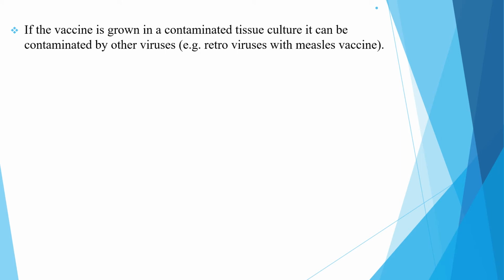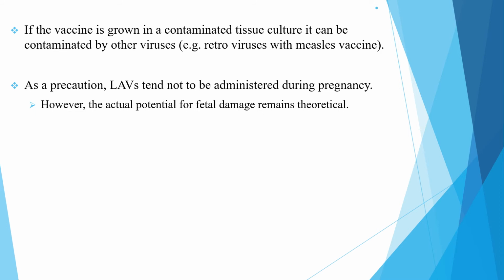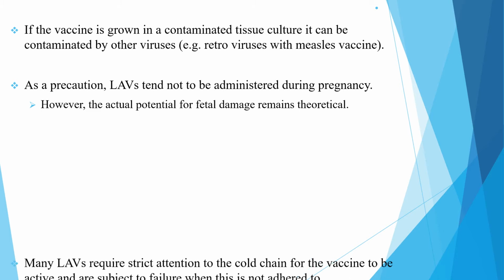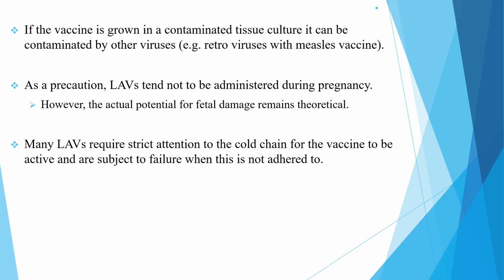The other side effects or safety concerns of live attenuated vaccines: if the vaccine is grown in a contaminated tissue culture, it can be contaminated by viruses. As a precaution, live attenuated vaccines tend not to be administered during pregnancy. However, the actual potential for fetal damage remains theoretical. Many live attenuated vaccines require strict attention to the cold chain for the vaccine to be active, and they are subject to failure when this is not adhered to.